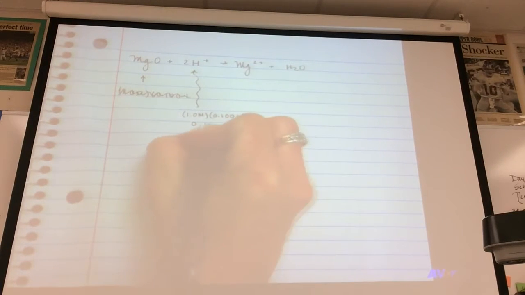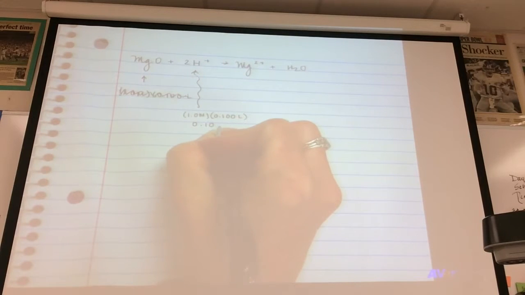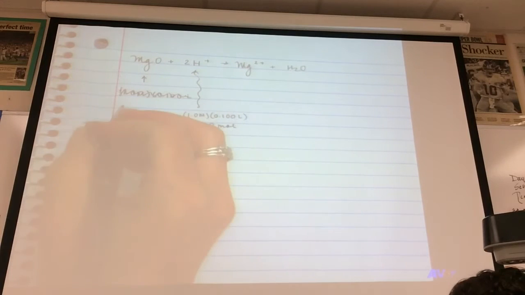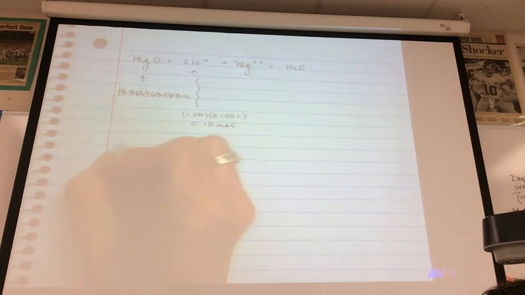So that's 0.1. Okay, that makes sense. I knew H was moles. And on this one, you have 0.50 grams.